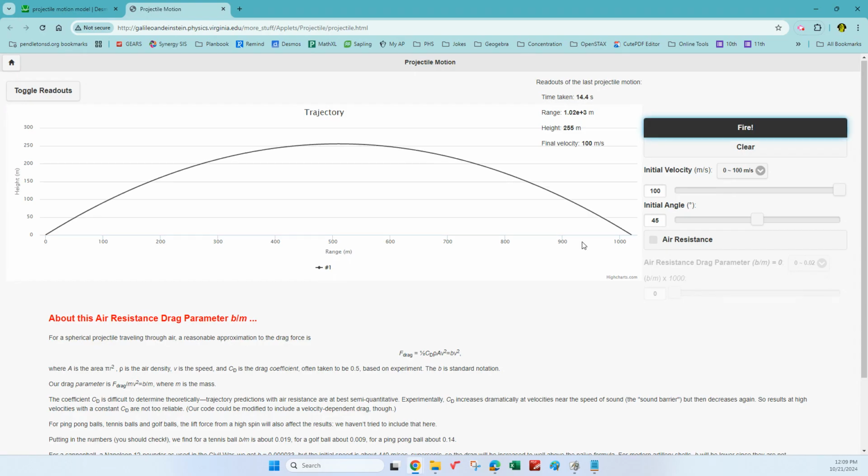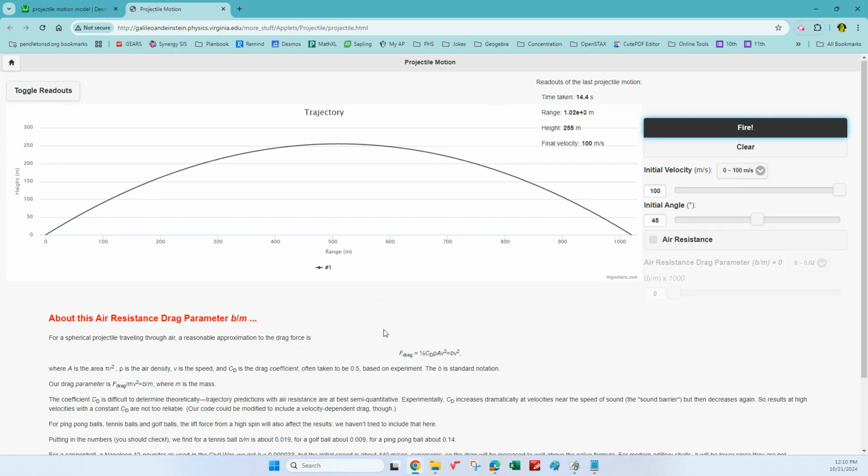Yeah, it goes far. Goes out there about 1,020 meters, over a kilometer if we launch this thing at 100 meters per second, which would be, what would that be in terms of feet per second? That'd be roughly 330 feet per second. That's pretty fast, right?